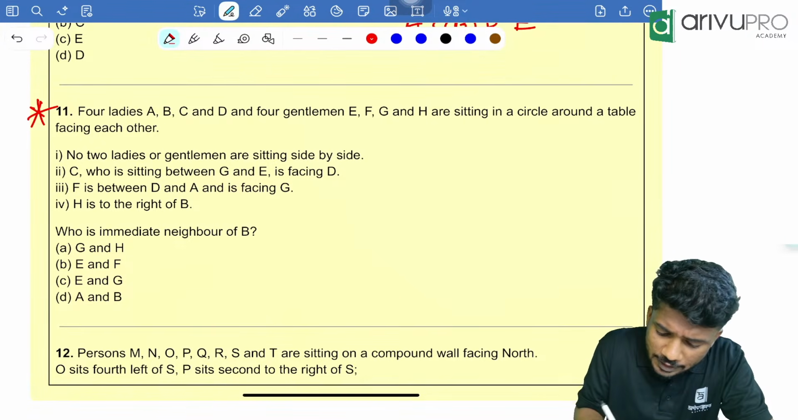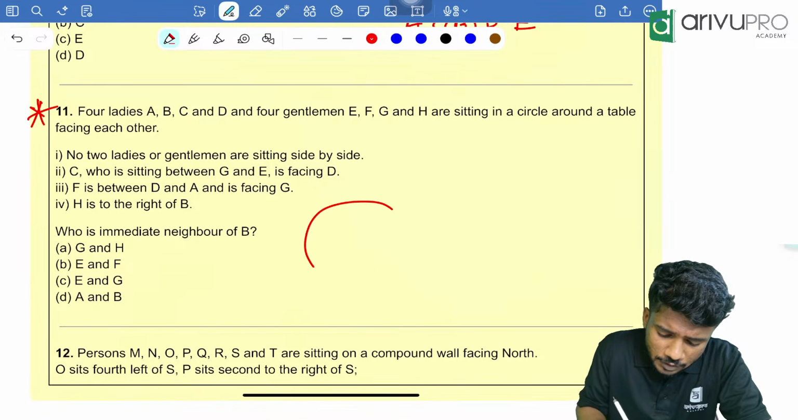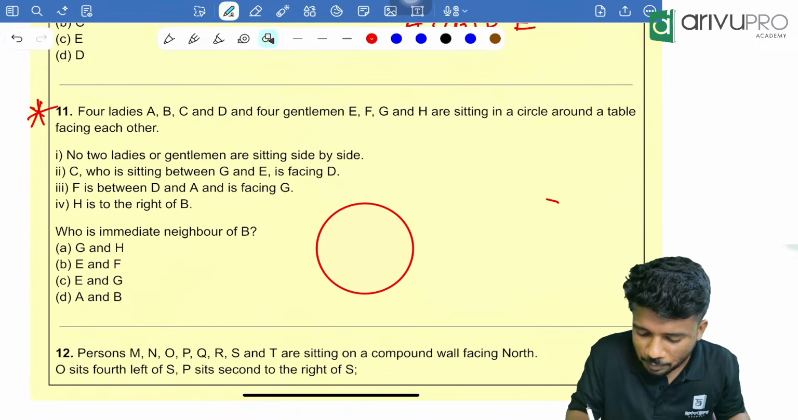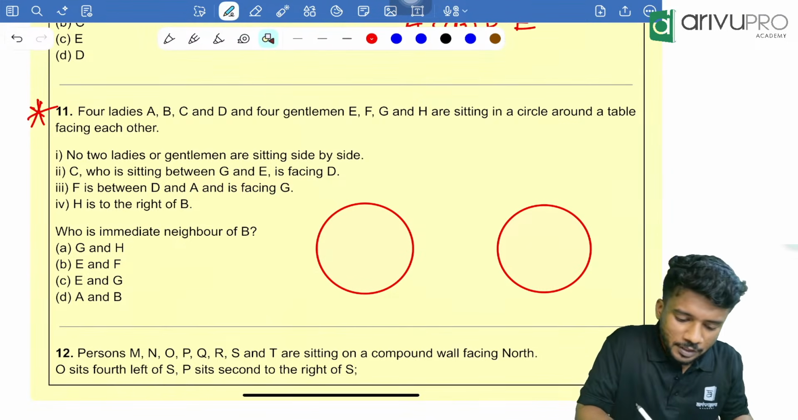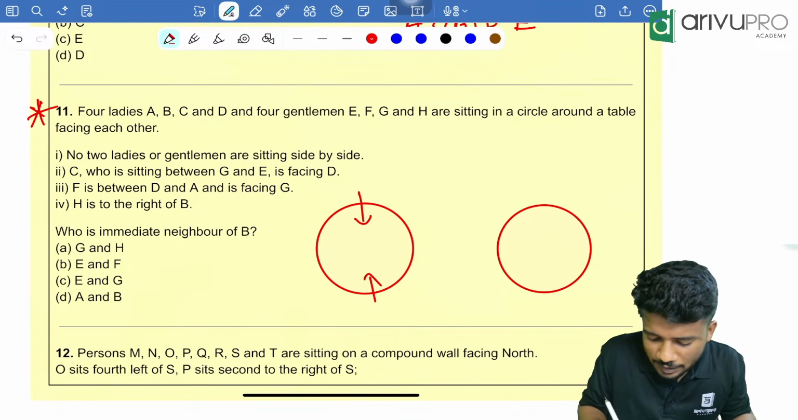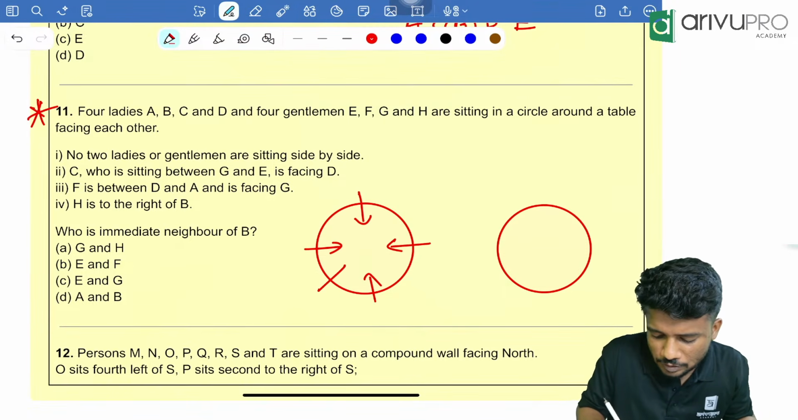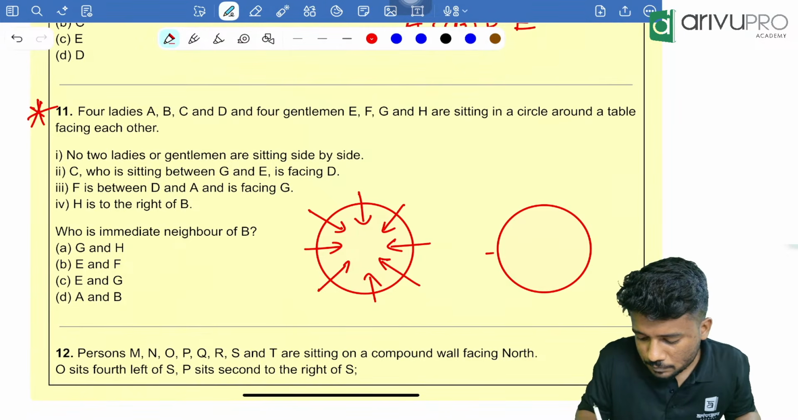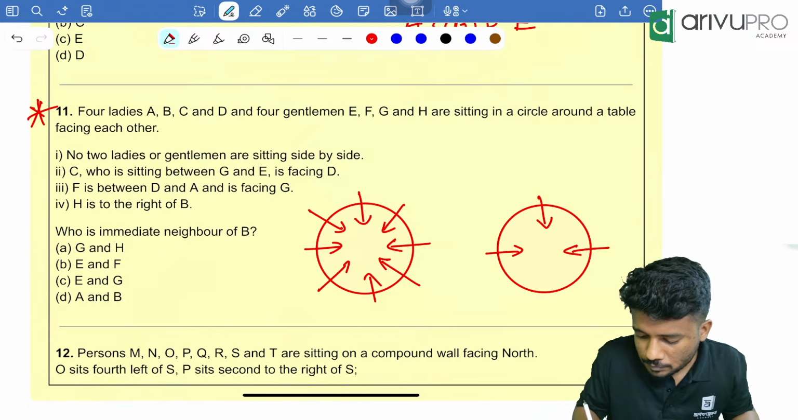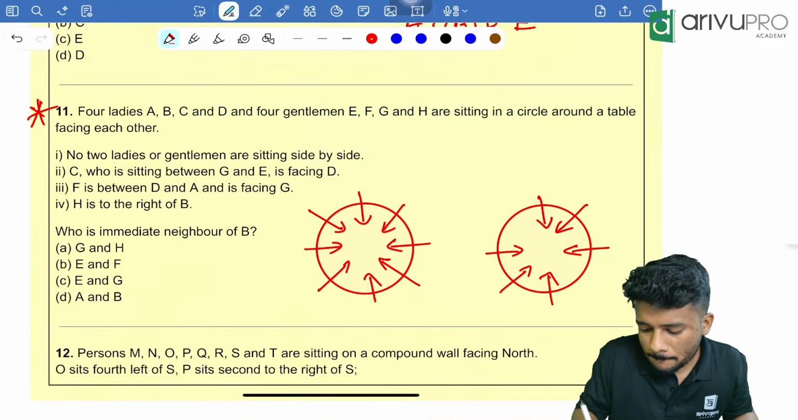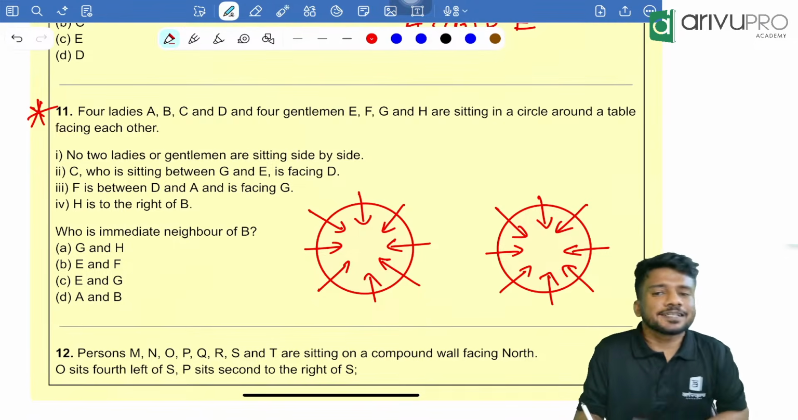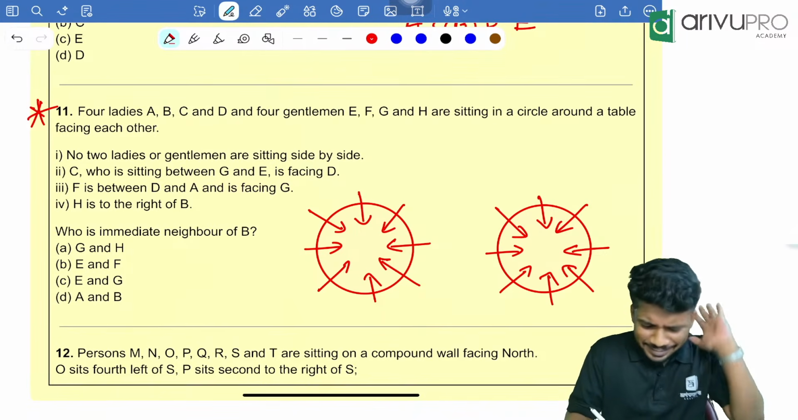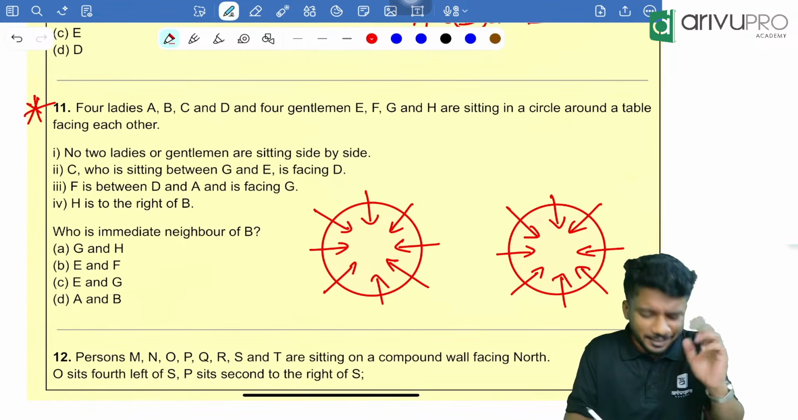Okay. So here the ladies and gentlemen are sitting around a table. So a circular table. I'll draw a proper circle. Almost proper. I'll draw one more circle. Now eight people are there, so I'll draw it just like this. Done. Then what else is given? No two ladies and gentlemen sit together. That means two ladies cannot sit side by side.